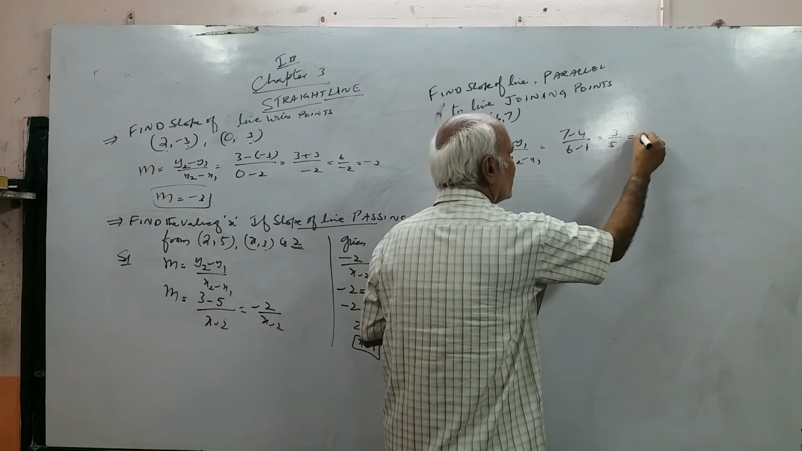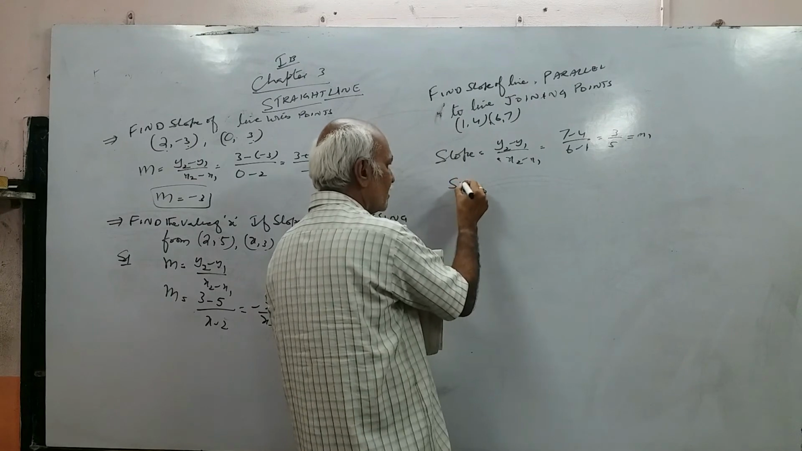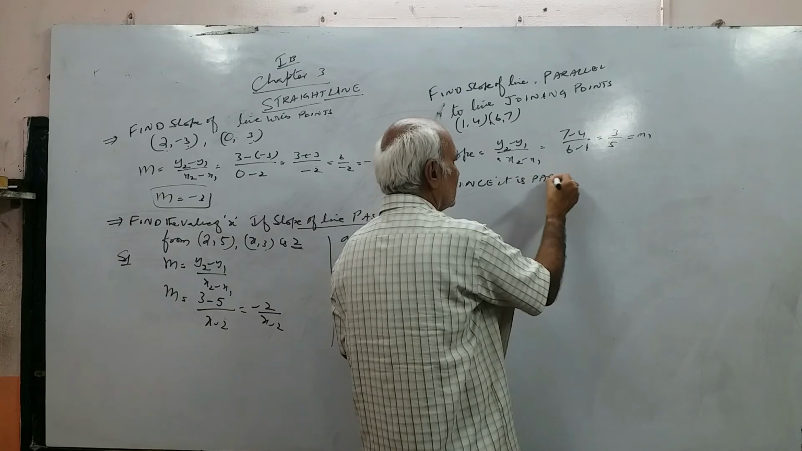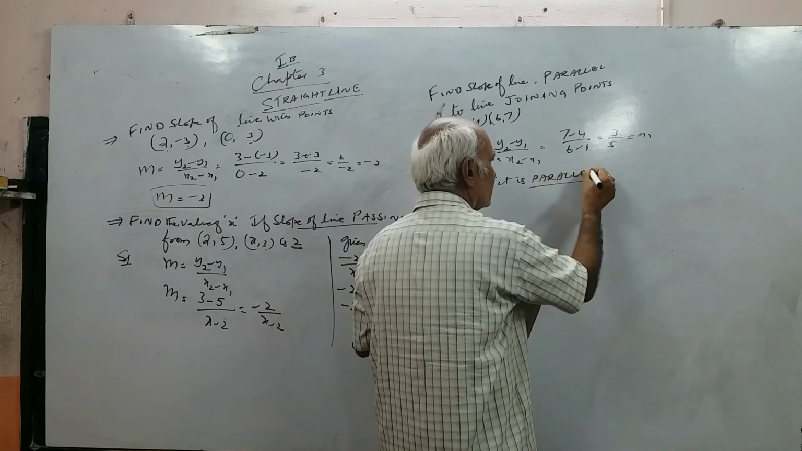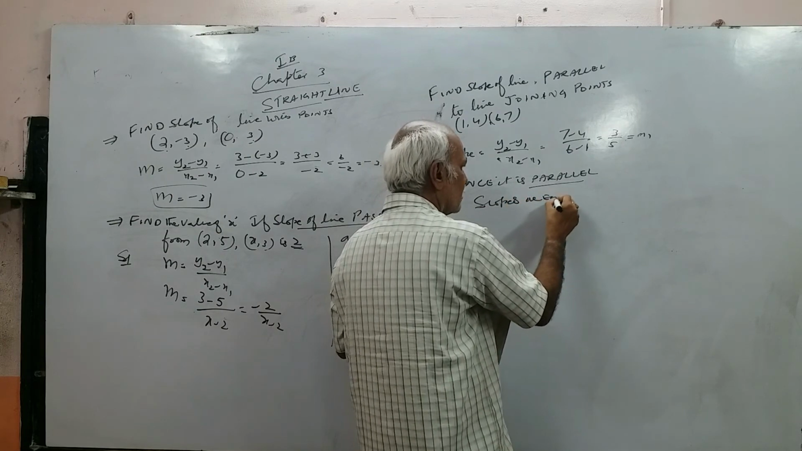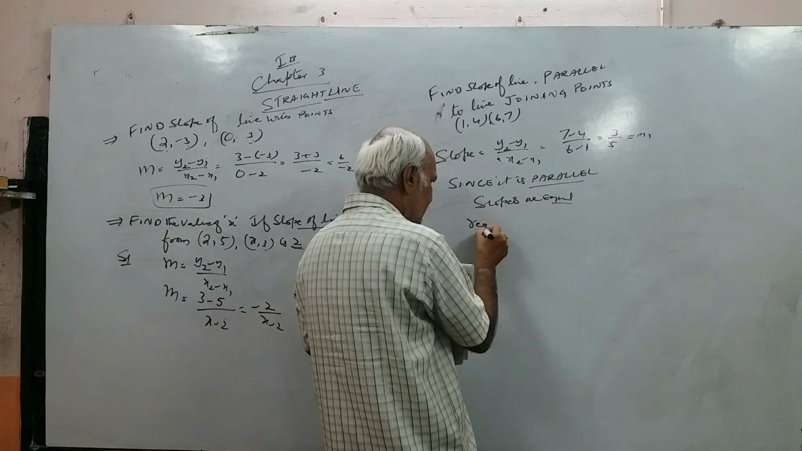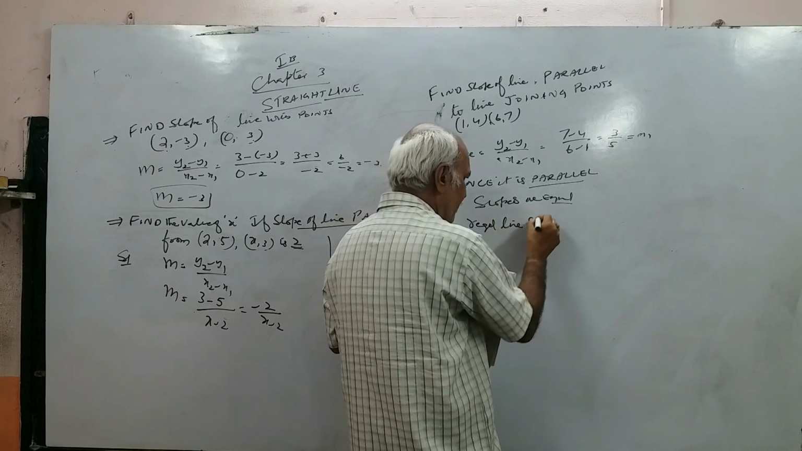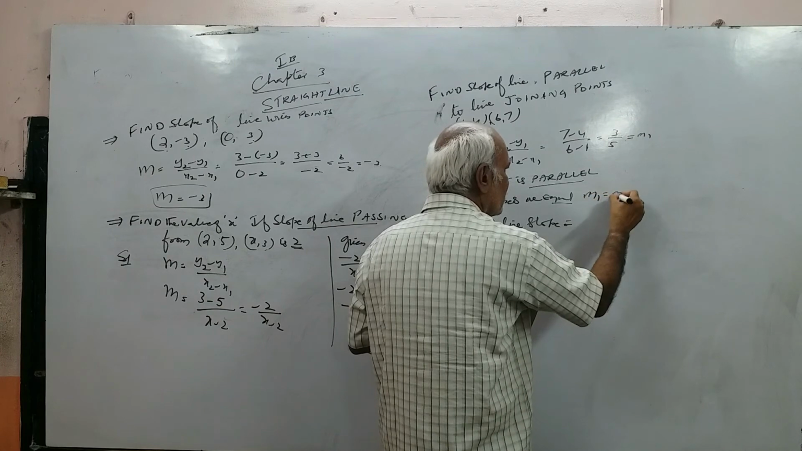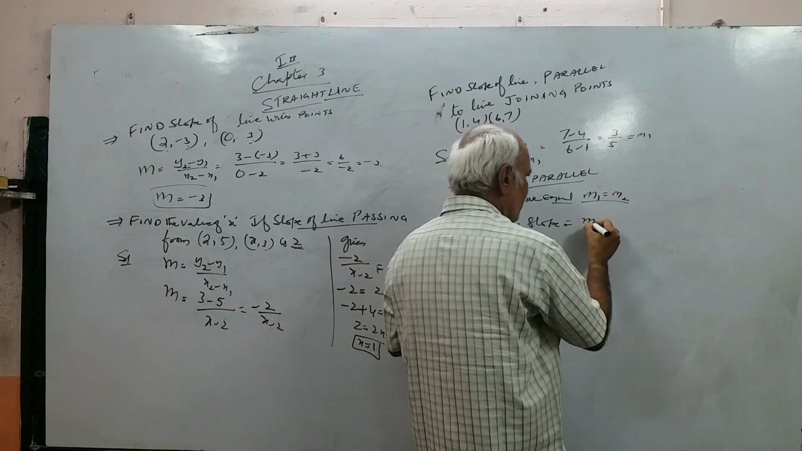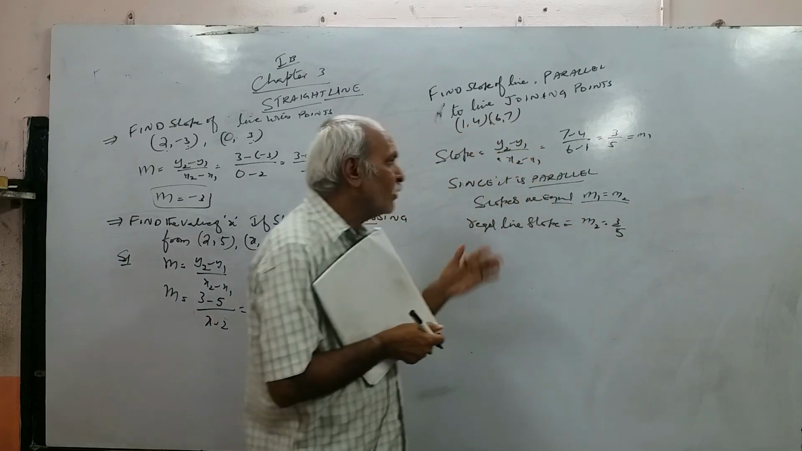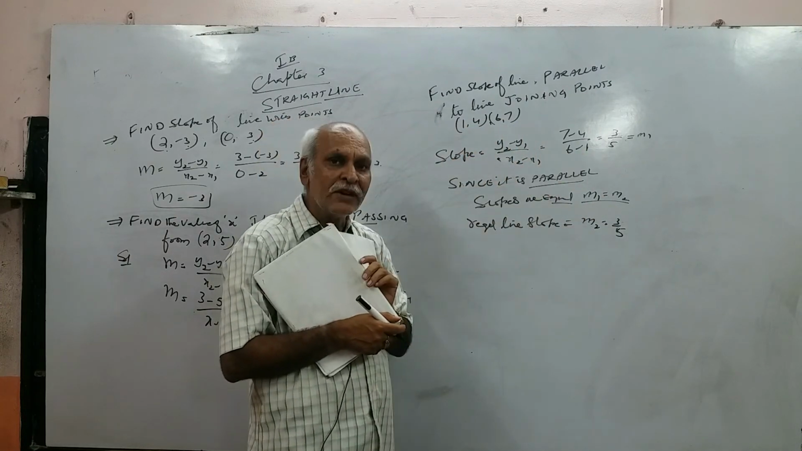Okay, this you call M1. Since it is parallel, what is the condition? Slopes are equal. Means the required line slope is, M1 is equal to M2. Means M2 is equal to 3 by 5. Means the second line slope. So what have we done? The slope we have found out, we say M1 is equal to M2.